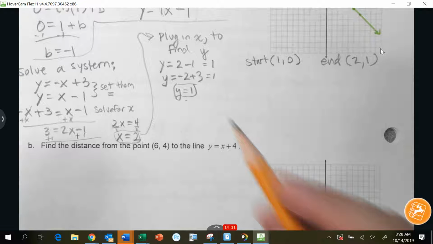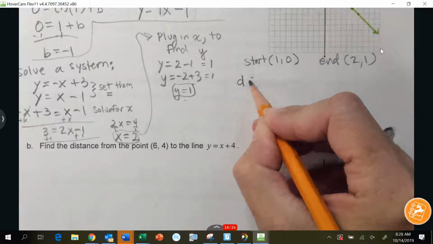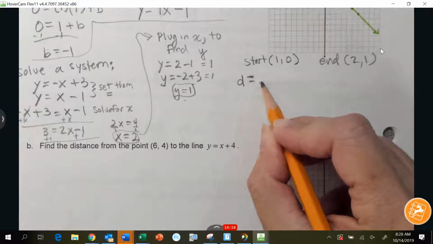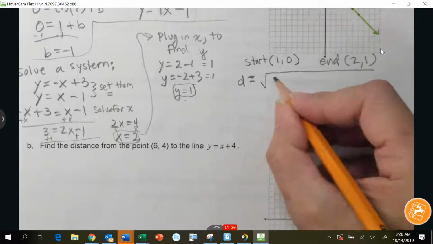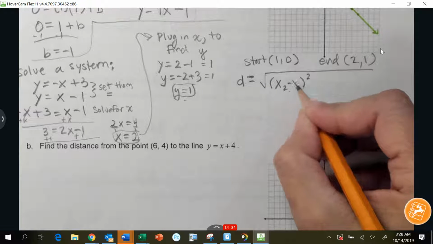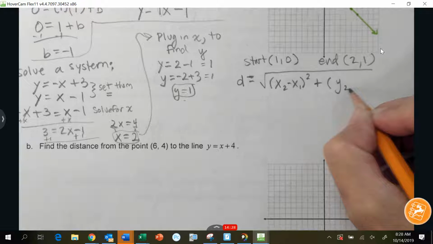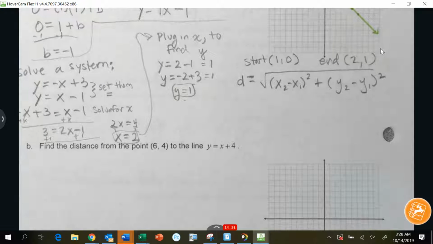All right, so we have the two ordered pairs. Now we do our distance formula. If you forget the distance formula, it does have to do with a squared plus b squared equals c squared. You find the difference between the x's, so x2 minus x1, then you square it. Then you find the difference between the y's, and then you square it.